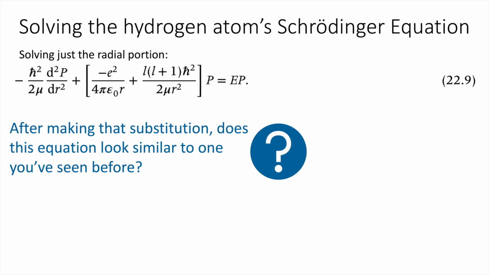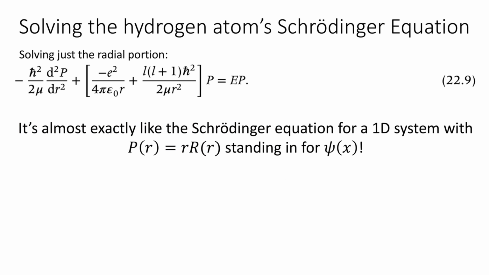So anyway, maybe pause the video, think about it for a little bit, and does this look familiar? Okay, we're operating on something, P, and then we're getting out an energy multiplied by P. So we're getting P back out on the right side, right? Multiplied by an energy. Operating on a function, getting that function back multiplied by its energy. I bet maybe you know what it is now, right? It's the Schrödinger equation. This almost looks exactly like a Schrödinger equation for a one-dimensional system.